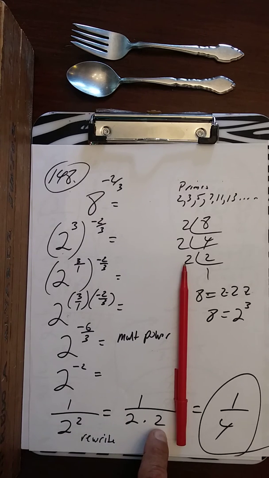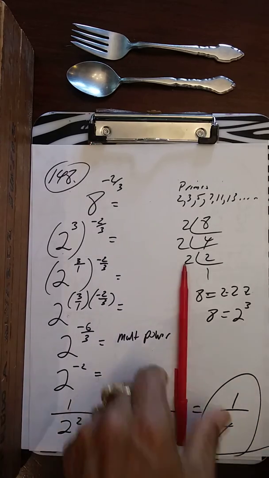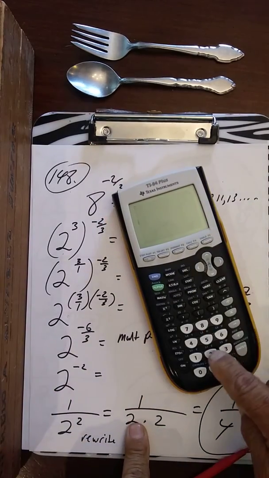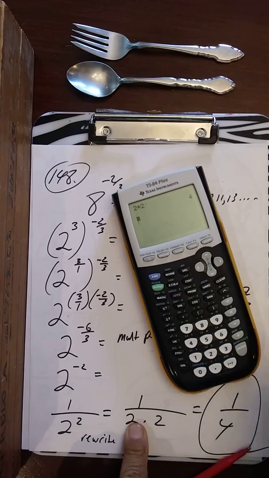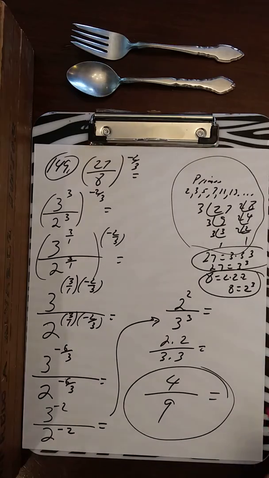Get your calculators out. You can use calculators, I don't care. I'll show you how to do it on the calculator. Turn the calculator on, and 2 times 2. 2 times 2 is 4.